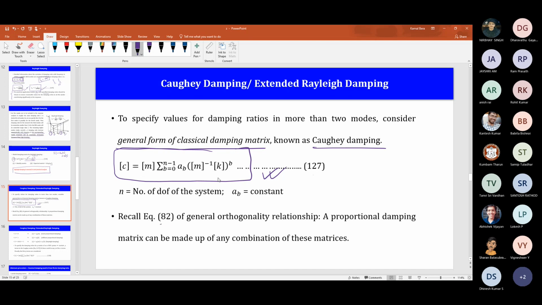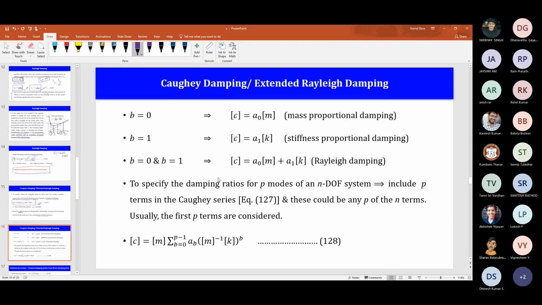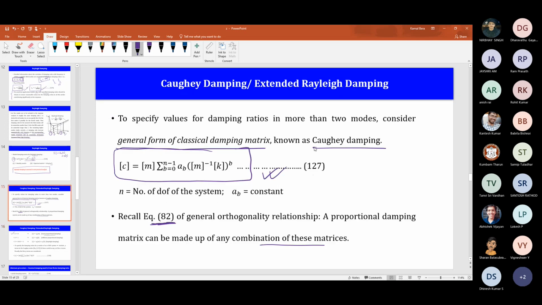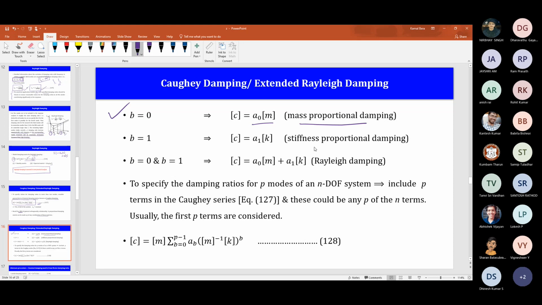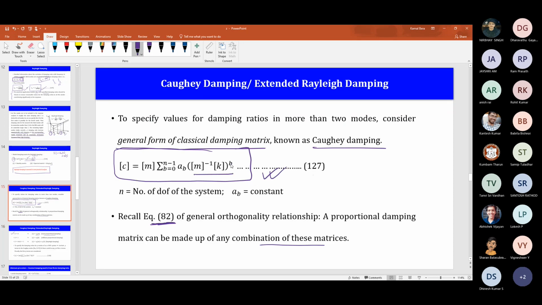Recall that equation; I don't know whether the equation number was the same. A proportional damping matrix can be made by any combination of these matrices. This is just for information. If you put b equal to 0, you get mass proportional damping: a0 into M. For b equal to 1, M inverse into K will be identity, so it will be a1 into K. Got it? That is the stiffness proportional.